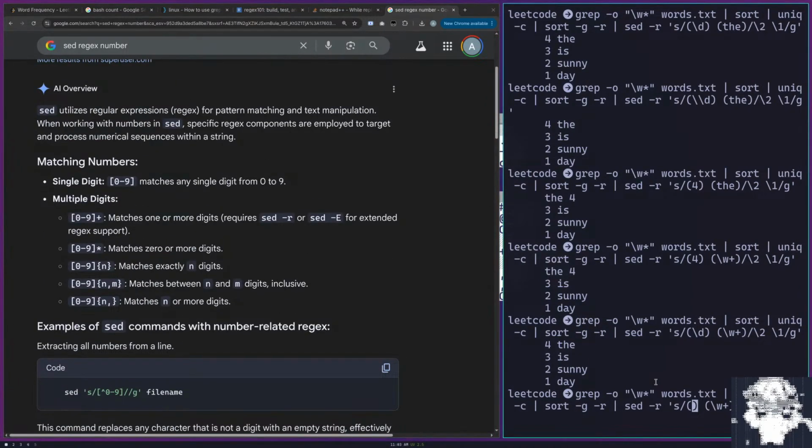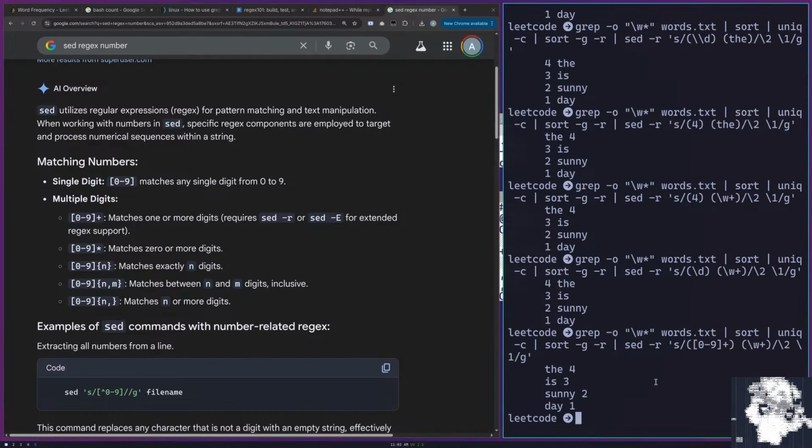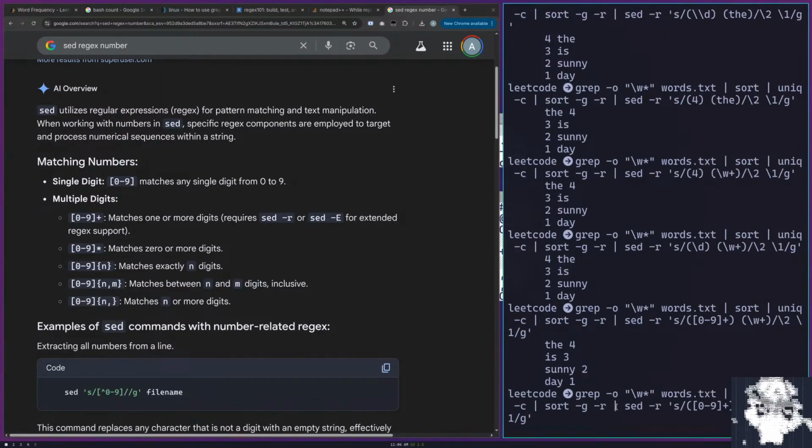Okay, I mean, I don't know why /d doesn't work, but let's do 0 to 9 plus. Okay, that's working. Now we still have our 4, 5, we still have 6 spaces at the start of each line. I thought those would go away.